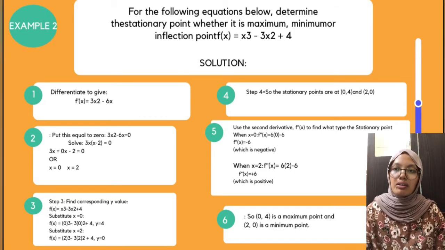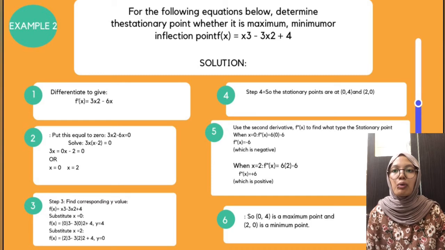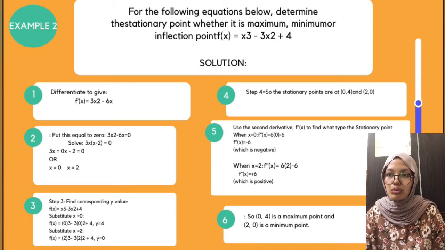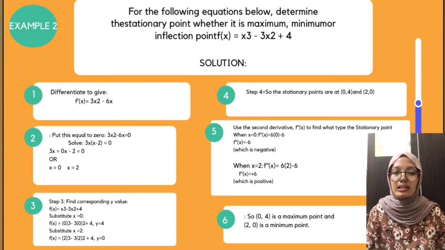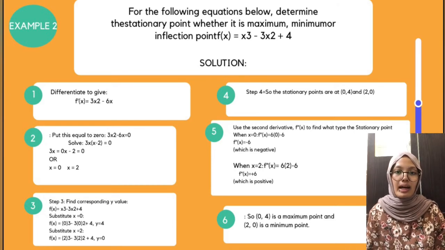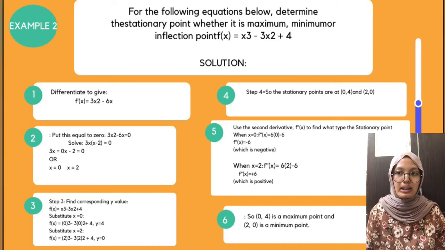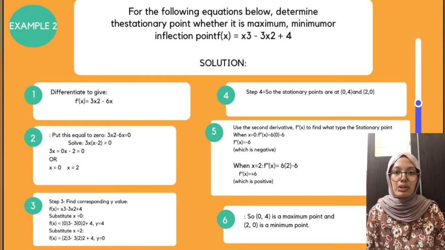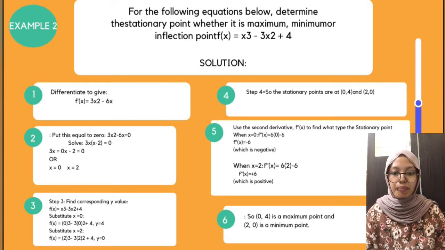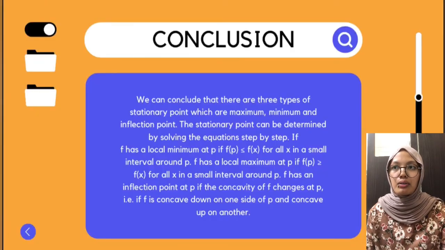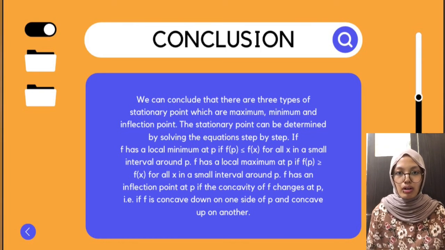Use the second derivative f double prime x to find what type of stationary point. When x equals 0, f double prime x equals 6 times 0 minus 6, so f double prime x equals negative 6, which is negative. And x equals 2, f double prime x is 6 times 2 minus 6, and the answer would be f double prime x equals plus 6, which means the value is positive. So the last step, we can conclude that (0, 4) is a maximum point and (2, 0) is a minimum point.